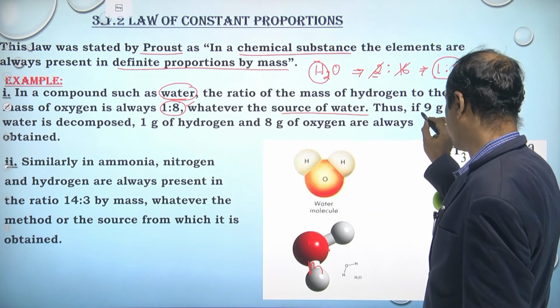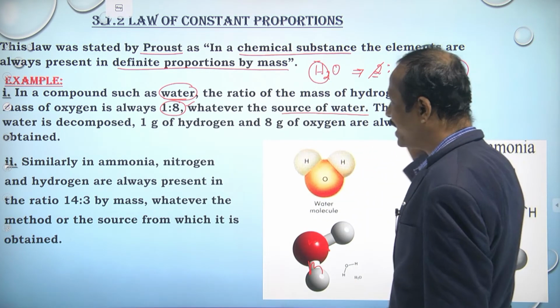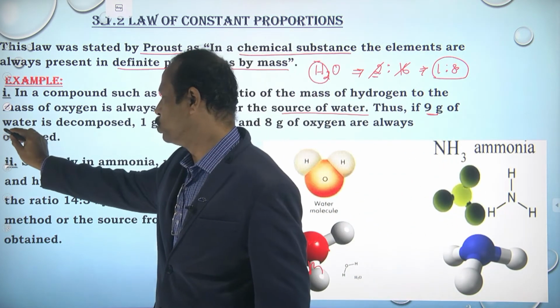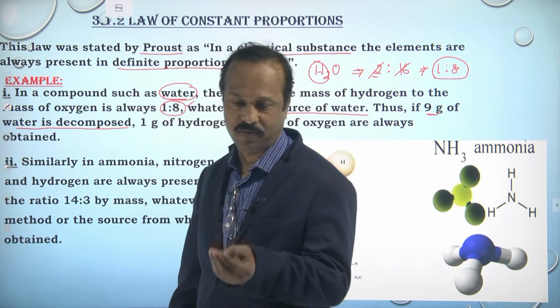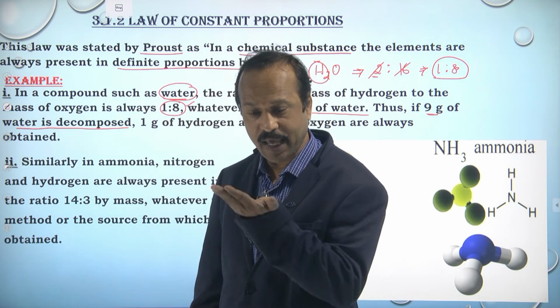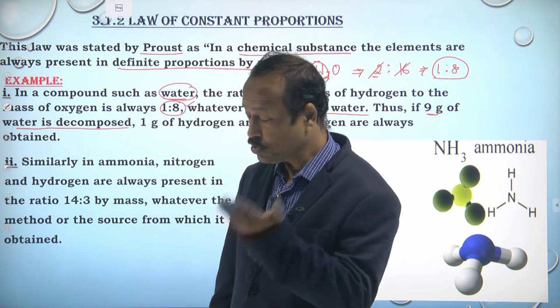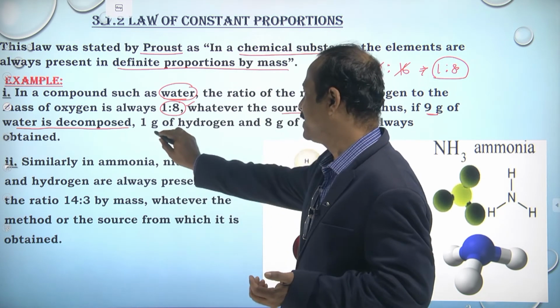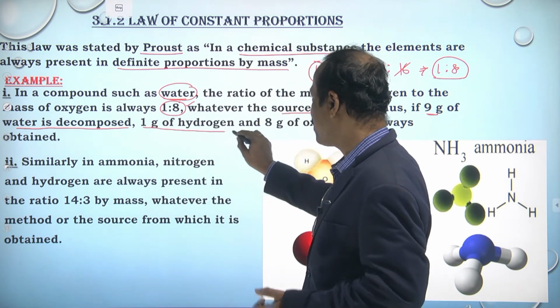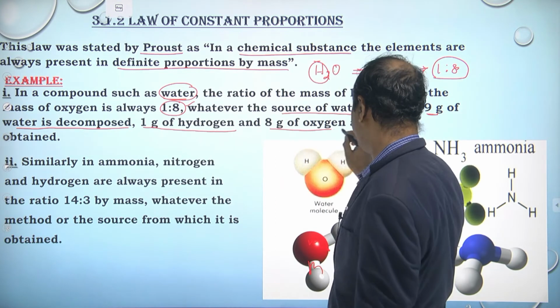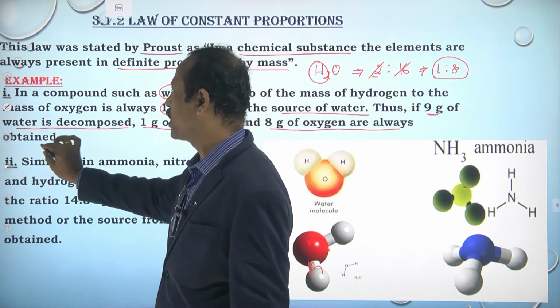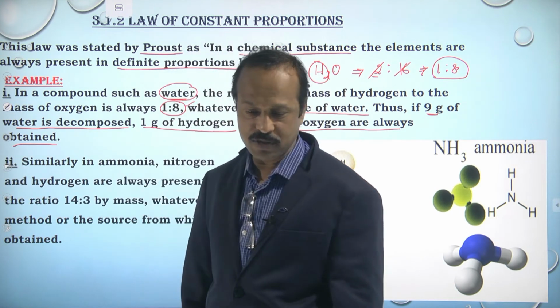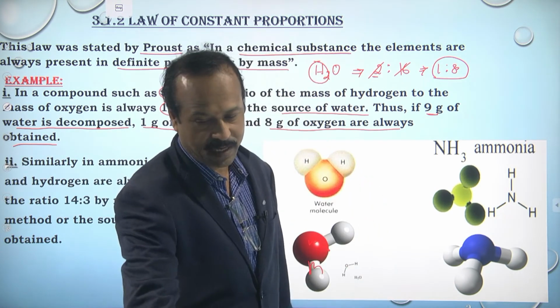The meaning is, for example, if we have taken 9 grams of water, that 9 grams of water consists of 1 gram of hydrogen and 8 grams of oxygen, always obtained. So, you take 9 grams of water from anywhere.